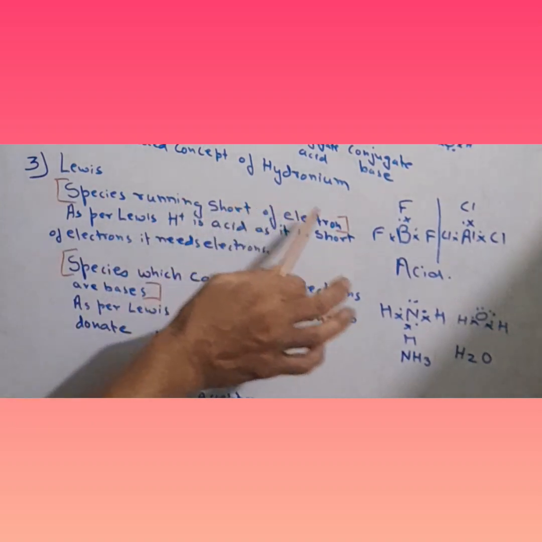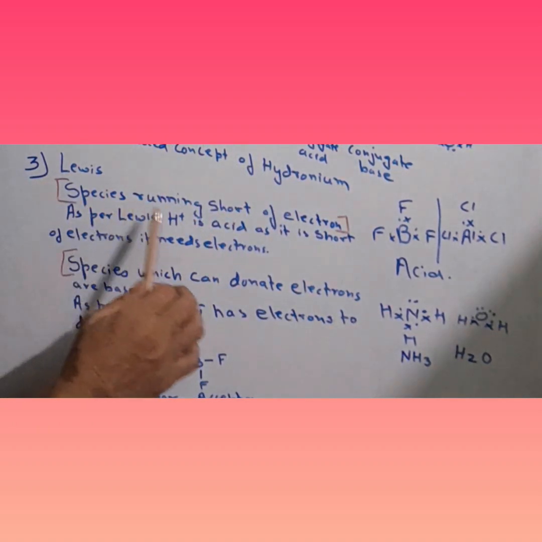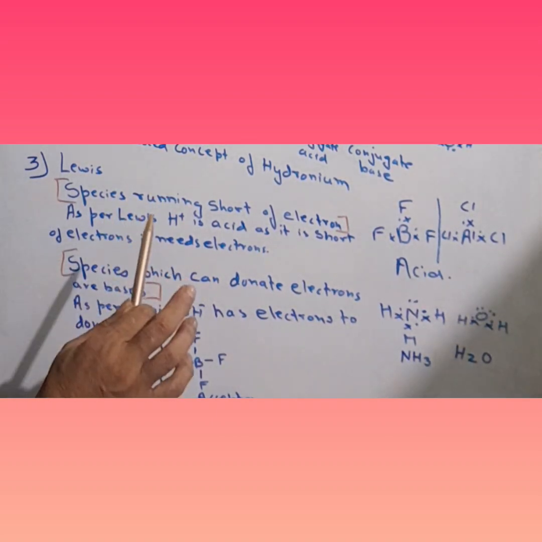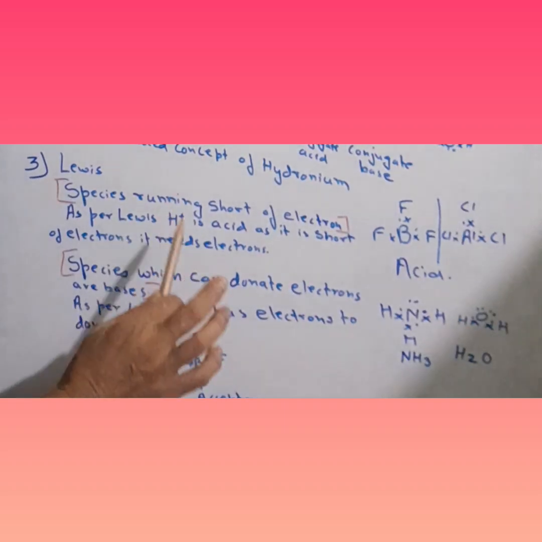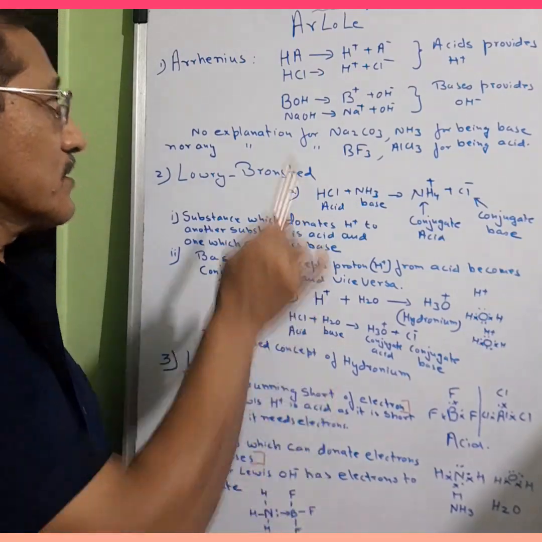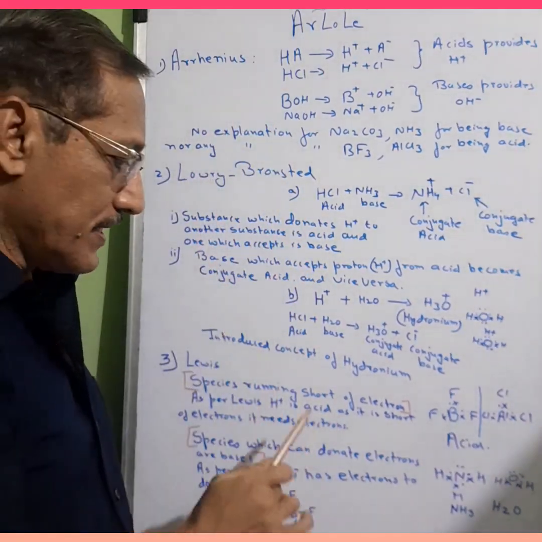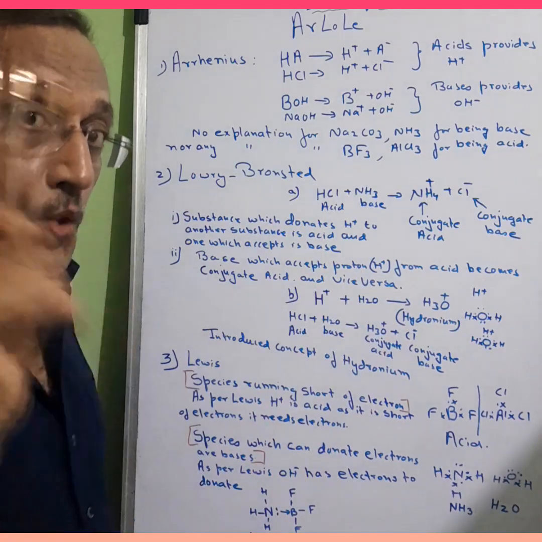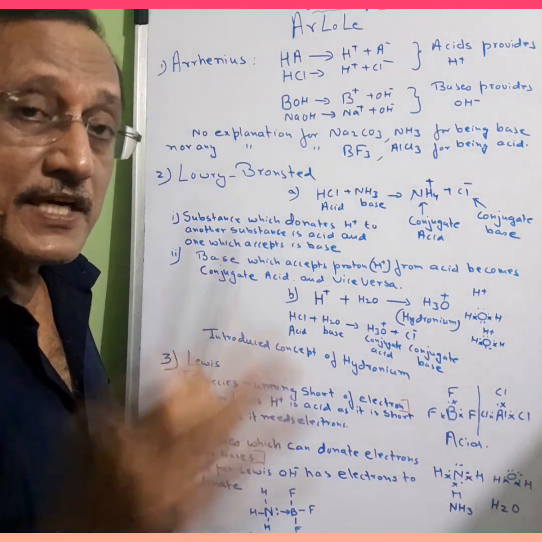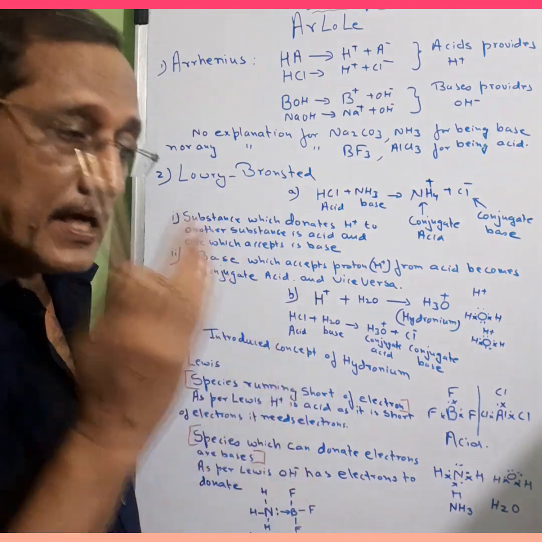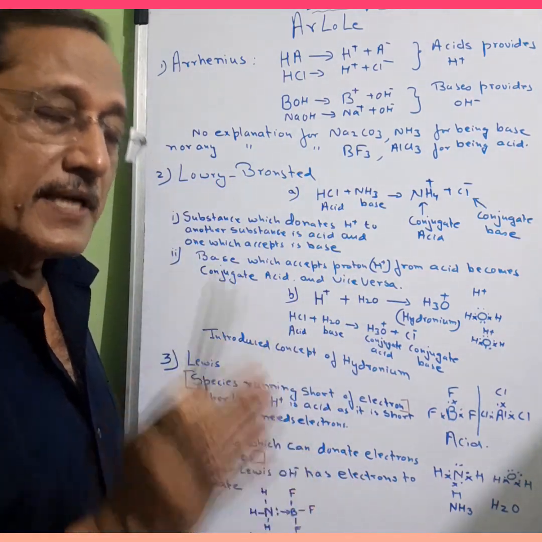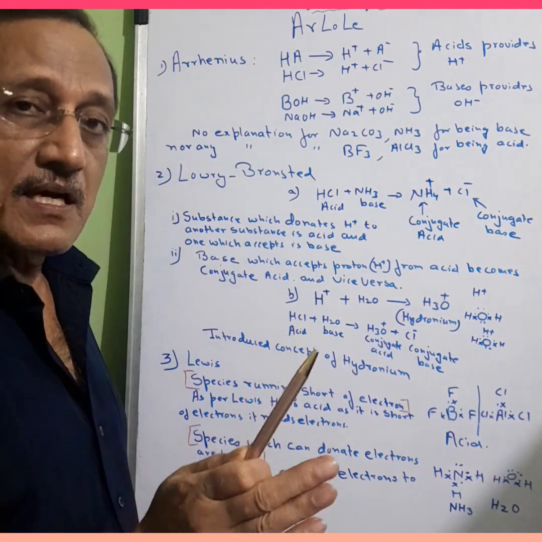The species running short of electrons, as per Lewis: H+ is running short of electrons, and since it is running short of electrons, we call it an acid as per Lewis. In the case of Arrhenius and Lowry-Bronsted, it is H+ which gives out H+, but Lewis conveyed that if it is running short of electrons, whether it be H+ or any other molecule or atom, then they are acids, known as Lewis acids.